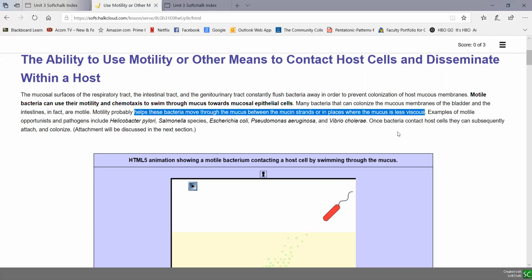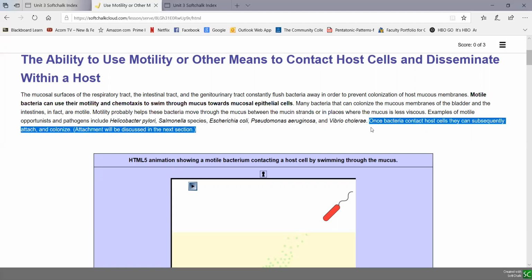And there's quite a few bacteria that use motility, things like Helicobacter pylori, Salmonella species, our friend E. coli, Pseudomonas aeruginosa, Vibrio cholerae, and such. And then once they do contact the cells, which we're looking at in this SoftChalk lesson, in the next lesson we'll look at how they can attach to cells to begin the colonization process.